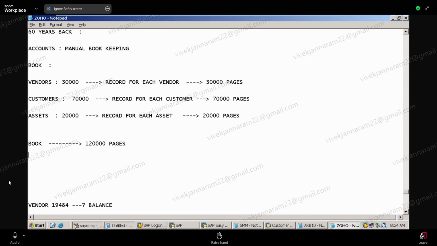Previously, we used to have a telephone directory. I don't know how many of you are aware of it. If you want to know somebody's number, the telephone directory was there. This much big one.